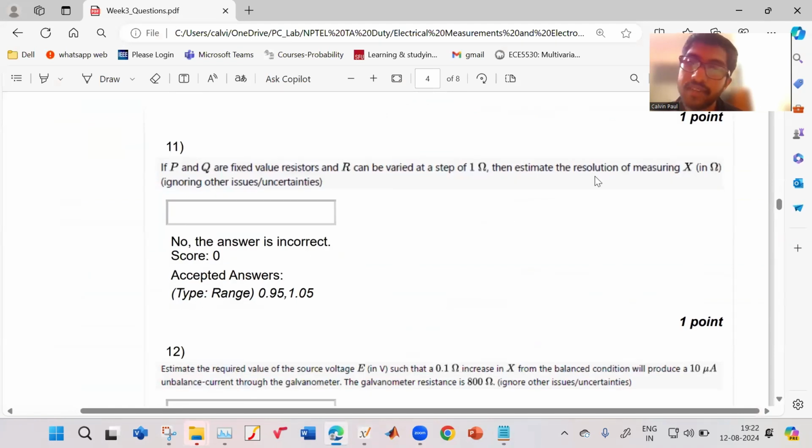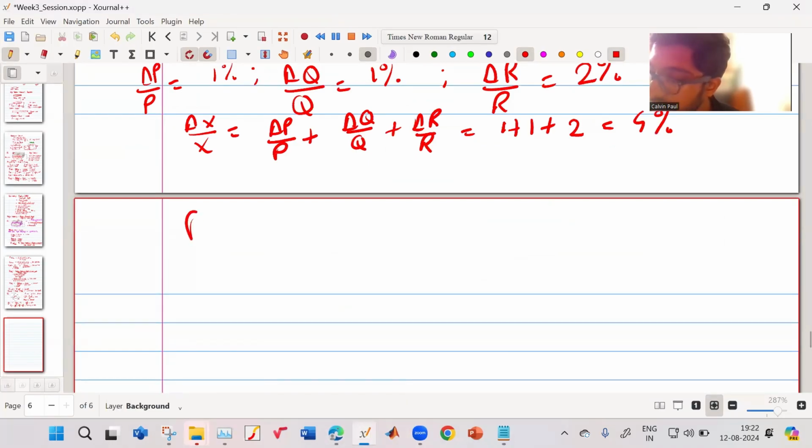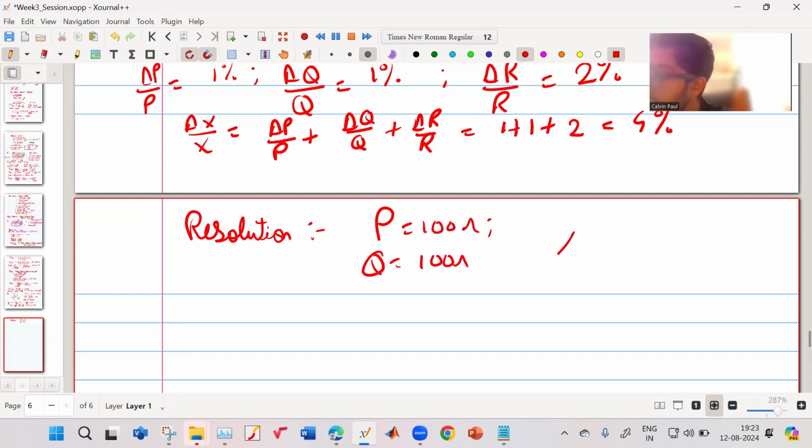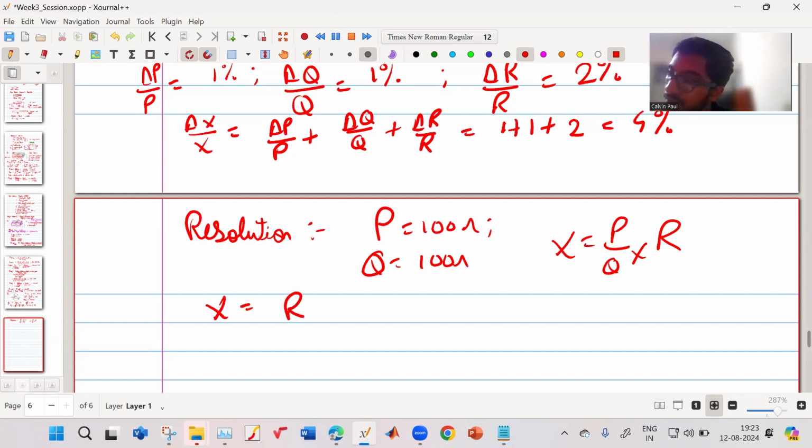Now they're saying we have to find the resolution of measuring X. So what do you mean by resolution? It means how small a value you can measure using this bridge. P is fixed at 100 ohm, Q is also fixed at 100 ohm, and your X is given by P by Q into R. P and Q cancel, so X is actually just equal to R.